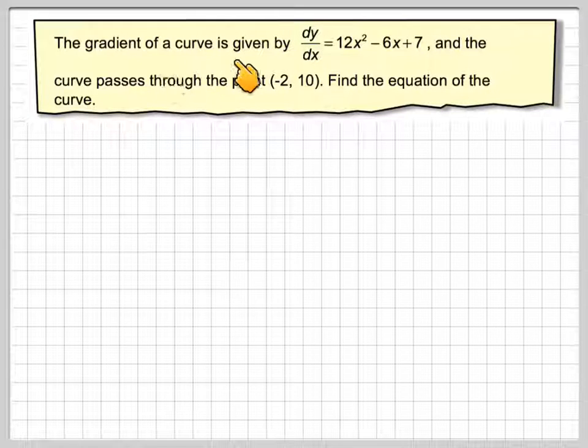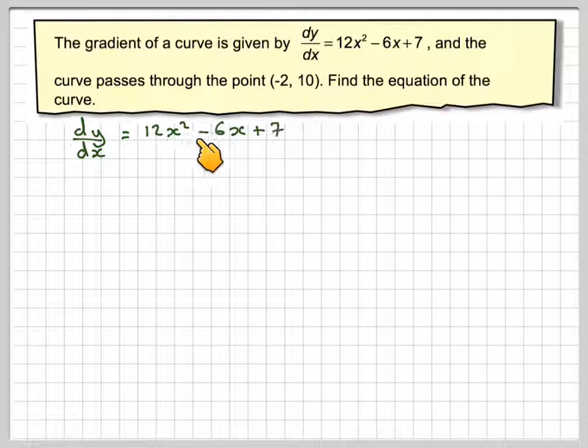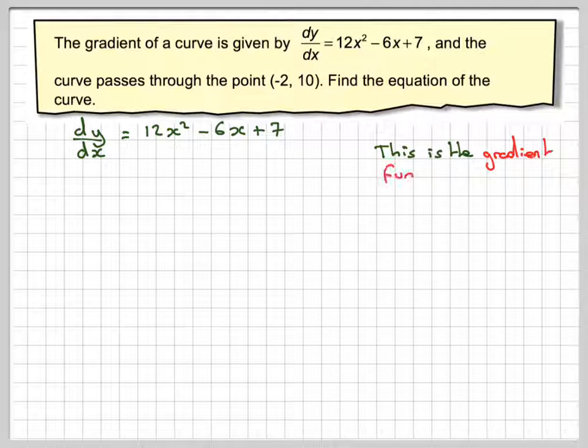The gradient of a curve is given by dy by dx is 12x squared minus 6x plus 7, and the curve passes through the point (-2, 10). Find the equation of the curve. So we've got that the gradient function is 12x squared minus 6x plus 7. So this is called the gradient function.